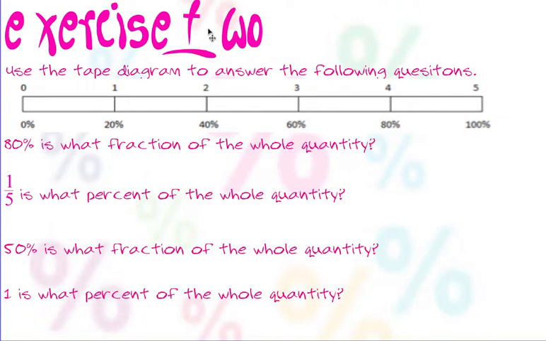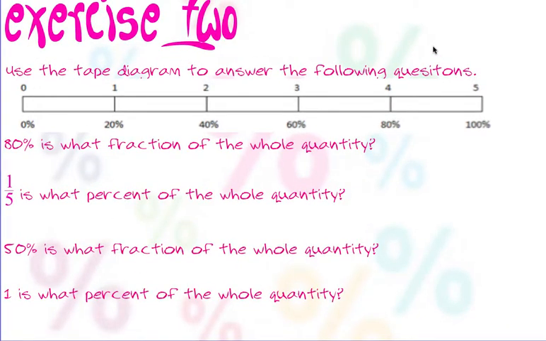So now we're getting into a little bit more, and we have exercise 2. And we are going to use the tape diagram to answer the questions. So I have 80% is what fraction of the whole quantity? Well, if it's a fraction of the whole, I know that I'm looking at a part to whole fraction. So looking at my diagram, I know that my whole group consists of 5 pieces. So I know that my denominator has to be 5. If I look here at my 80%, I can see from the diagram that 80% lines up with 4 pieces. So having 4 out of the 5 pieces means that I would have 80%.